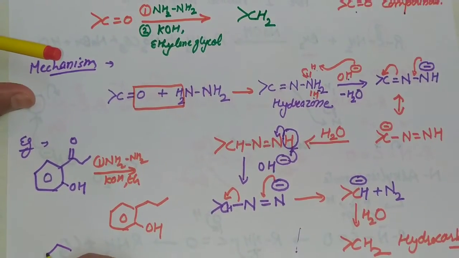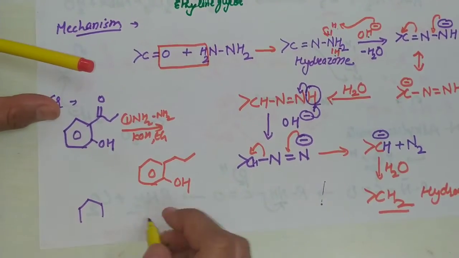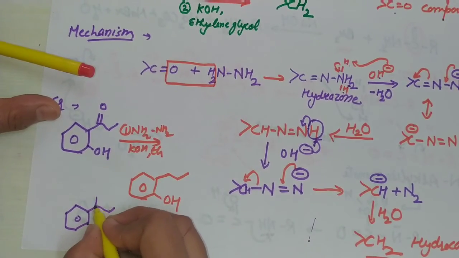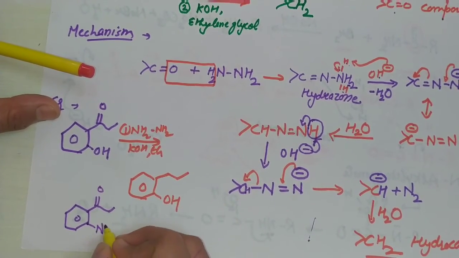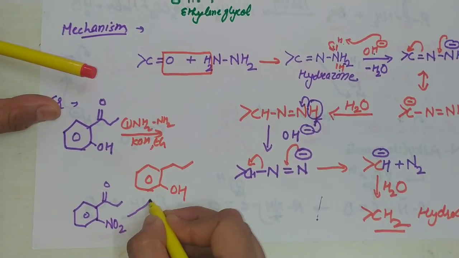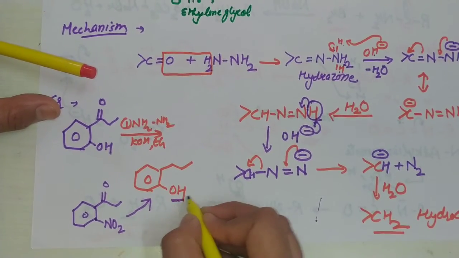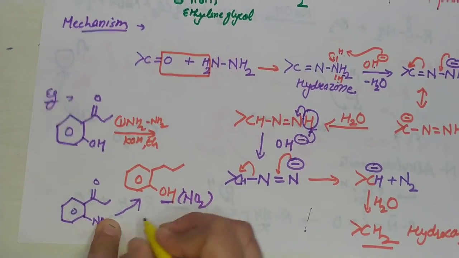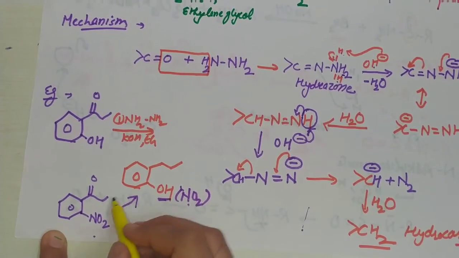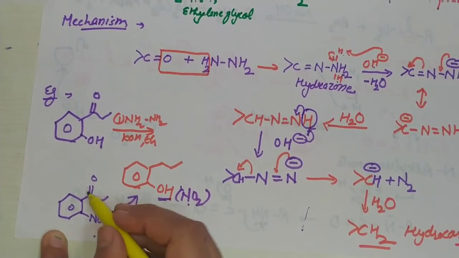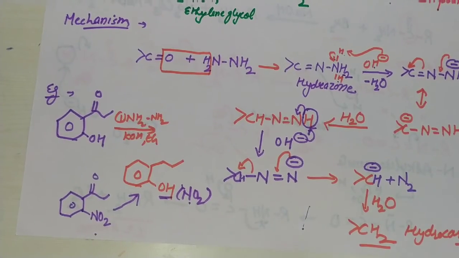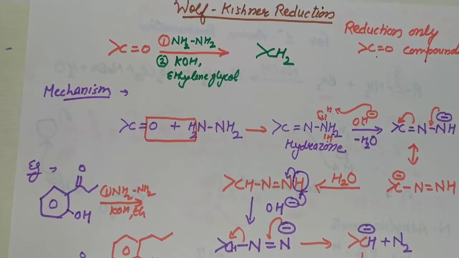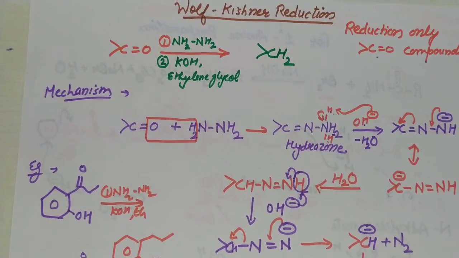If we take C double bond O with NO2, similarly the product will be this, but I will write NO2 as it is, because in this case the substituent is nitro, and the reduction of only the carbonyl group takes place in Wolff-Kishner reduction. This is the mechanism of the Wolff-Kishner reaction, and this is what Wolff-Kishner reduction is.